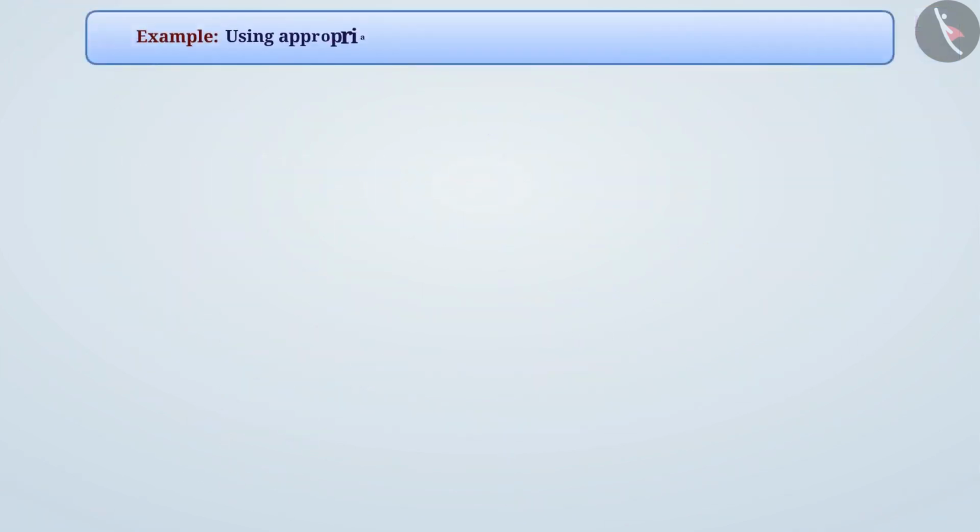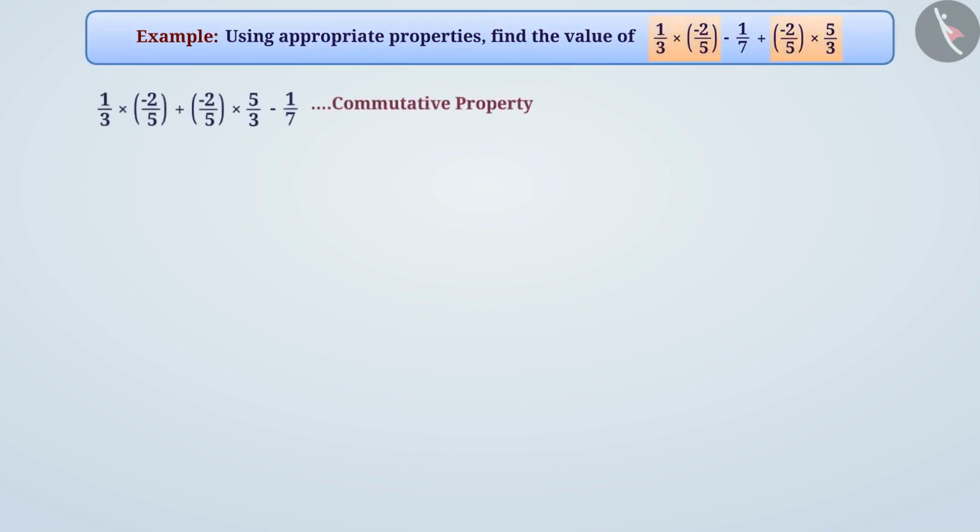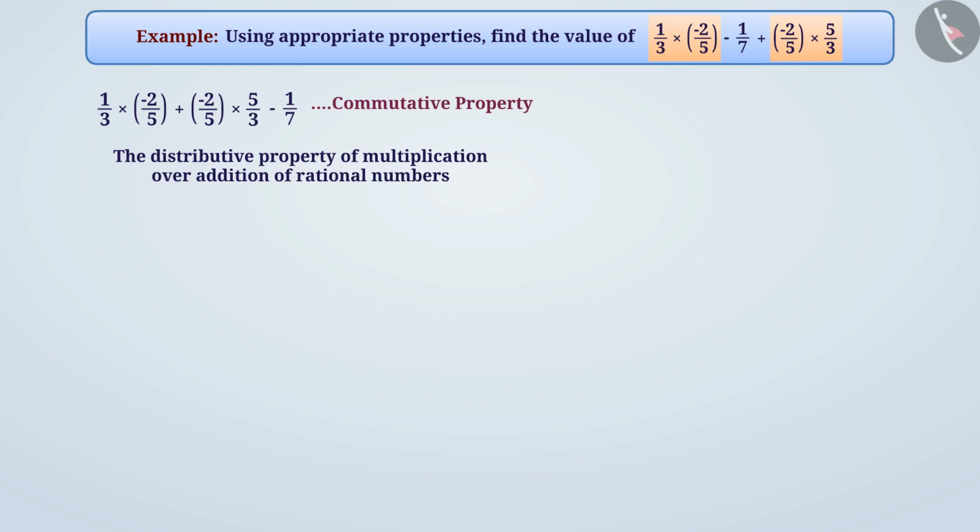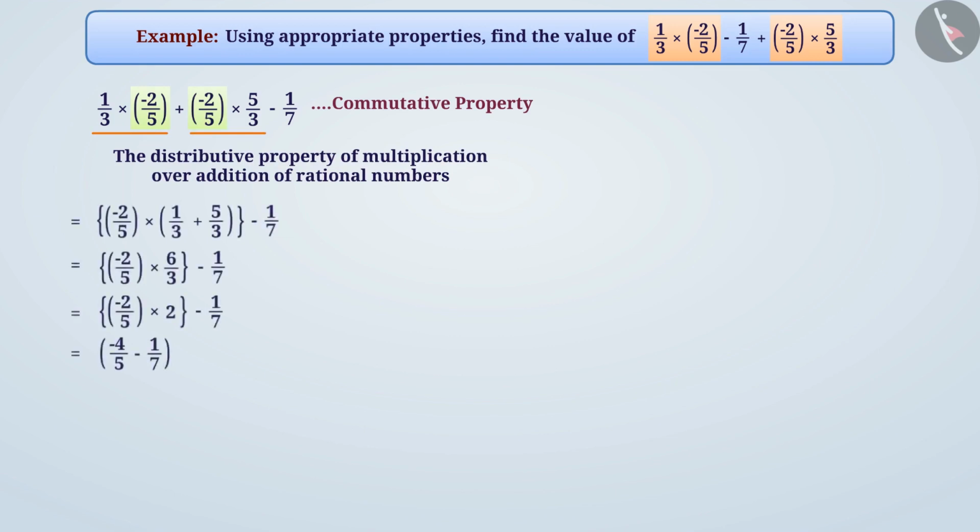Using appropriate properties, find the value of 1 by 3 multiplied by minus 2 by 5 minus 1 by 7 plus minus 2 by 5 multiplied by 5 by 3. The addition is commutative for rational numbers, so we can put these two operations together. From the distributive property of multiplication over addition of rational numbers, we will take minus 2 by 5 out of the parenthesis and thus simplify it.